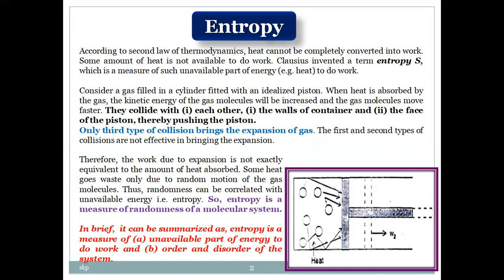Some amount of heat is not available to do work. That's why it cannot be converted completely into work. Clausius invented a term, entropy, indicated by the symbol S, which is a measure of such unavailable part of energy. For example, energy may be in the form of heat to do the work.